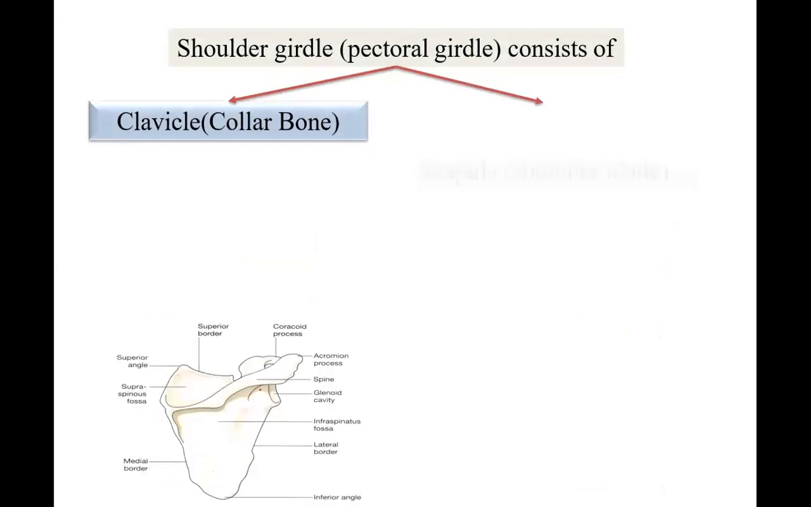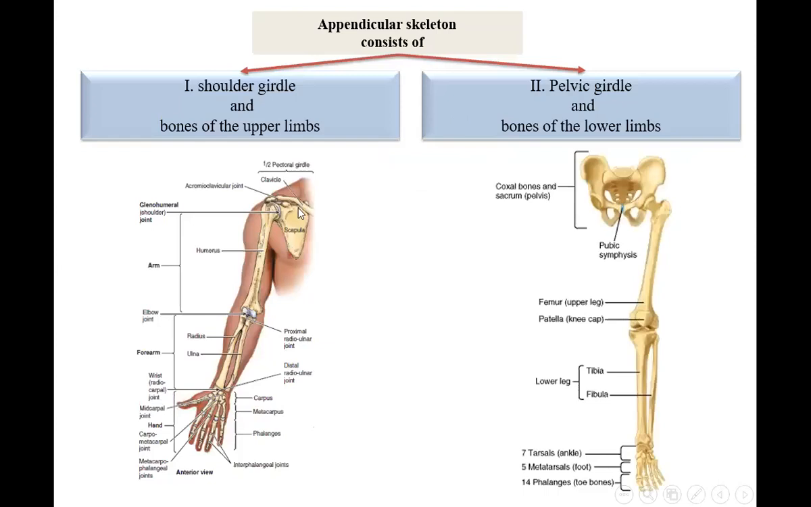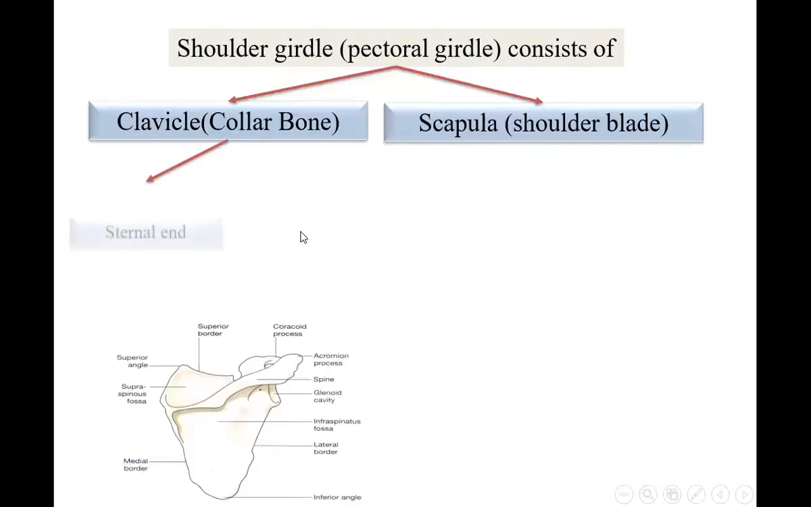Now, in the upper limb, as I said, there is the shoulder girdle as well as the bones of the upper limb. So what is the shoulder girdle? It is also called the pectoral girdle. This pectoral girdle or shoulder girdle consists of two bones. One is called the clavicle and the other the scapula. There are two bones here. This is the clavicle and this is the scapula. These two bones together form the shoulder girdle.